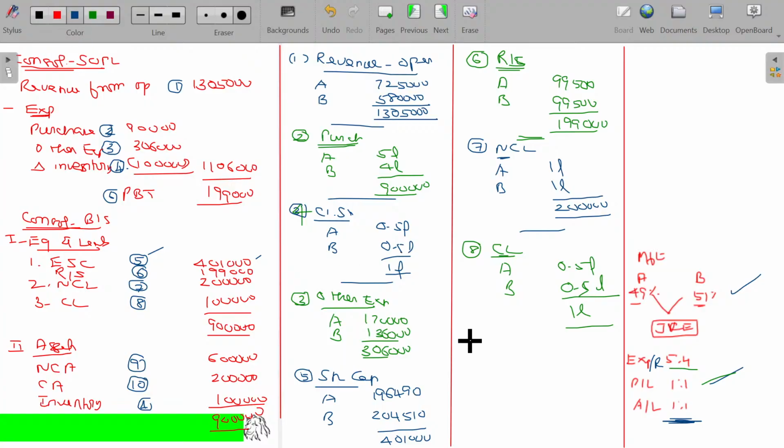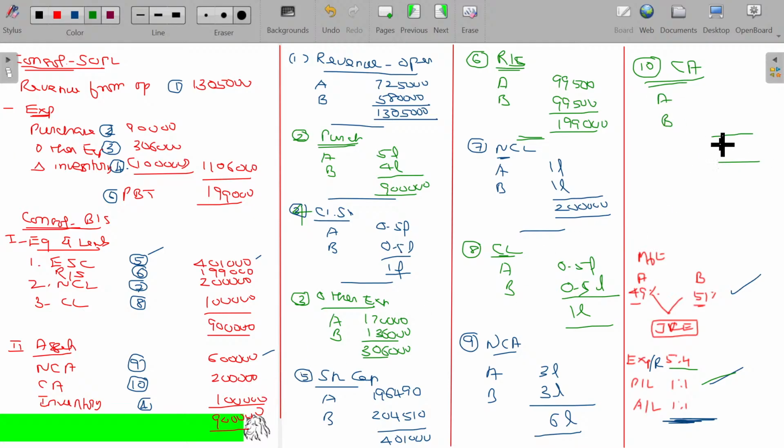Ninth one, non-current assets 6 lakhs, A and B 6 lakhs. Assets should be shared equally, so 3 lakhs for A and 3 lakhs for B. And 10th, current assets. A and B, the total value being 2 lakhs. A and B will share this equally, 1:1 ratio.